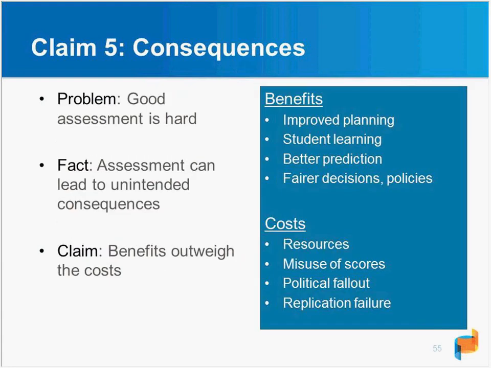We now arrive at our fifth and last source of validity evidence, the consequences of testing. The problem here is that it is hard to do assessment well, and even good assessment can lead to unintended consequences. The claim to investigate is whether the benefits of assessment, such as the results help you with planning, they improve student learning, they give you better predictions, lead to fairer decisions and policies, whether all of that outweighs the costs. And costs include money, time, people. They also include potential misuse of scores, political fallout from the results, and a failure of the test to hold up over time.